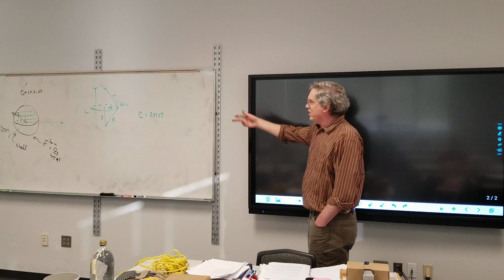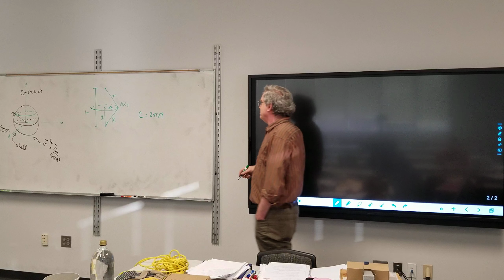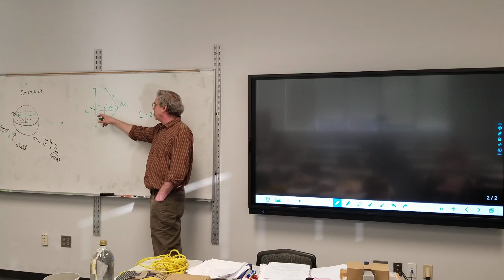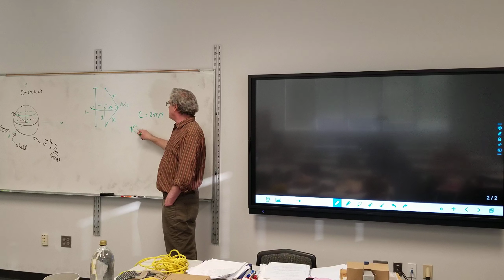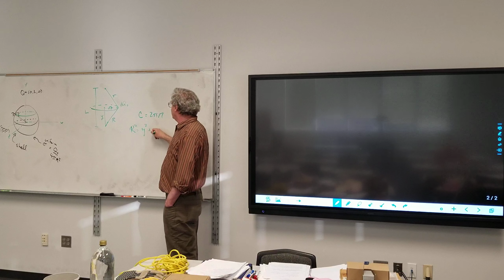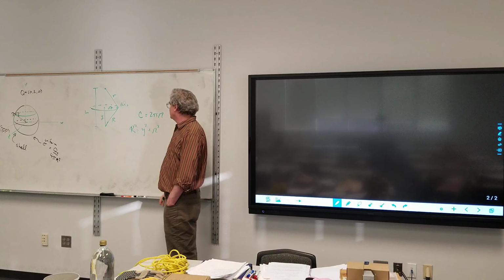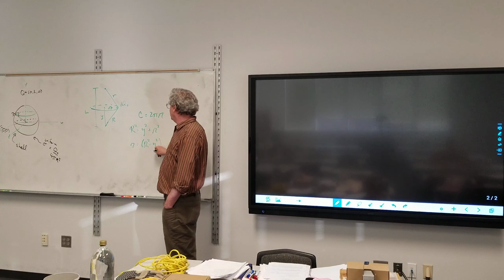I can figure out fancy R in terms of big R and Y, because I've got a right triangle right there. So big R squared is equal to Y squared plus fancy R squared. Or fancy R is big R squared minus Y squared to the 1/2.